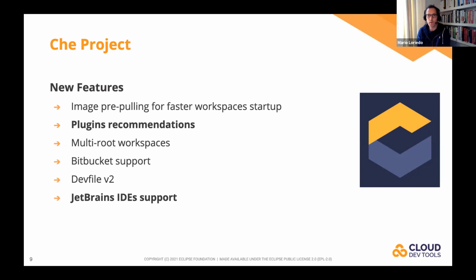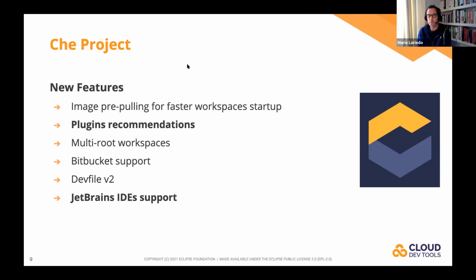The first one is for making the workspace startup in Che faster, and it's a component that we have added. It's an image pre-pulling service, so it pre-pulls the images that will be used in workspaces, so that when we start a workspace, the image is already pulled in the Kubernetes node.